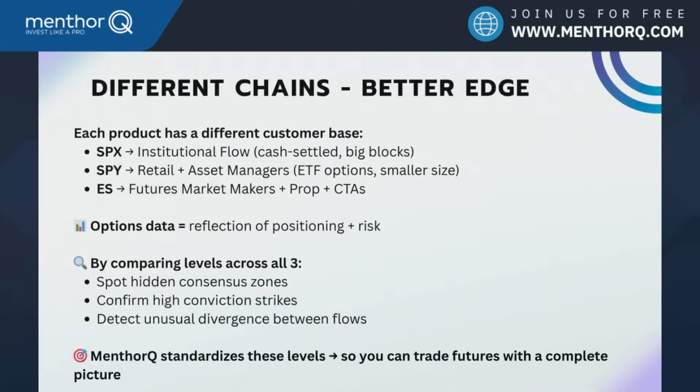So let's look at the different chains, and let's look at why this is relevant. When we look at SPX, typically we see a lot of institutional flows. SPX options are cash settled, so typically large institutions might use those for short-term hedges and so on.